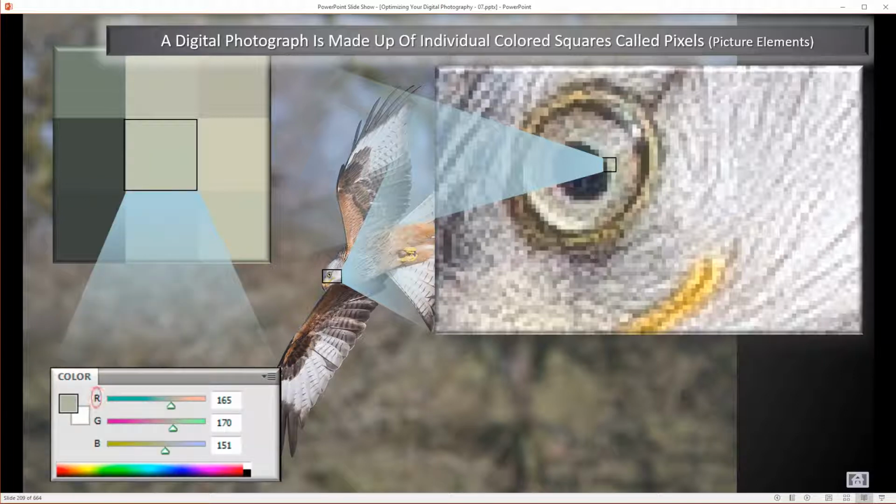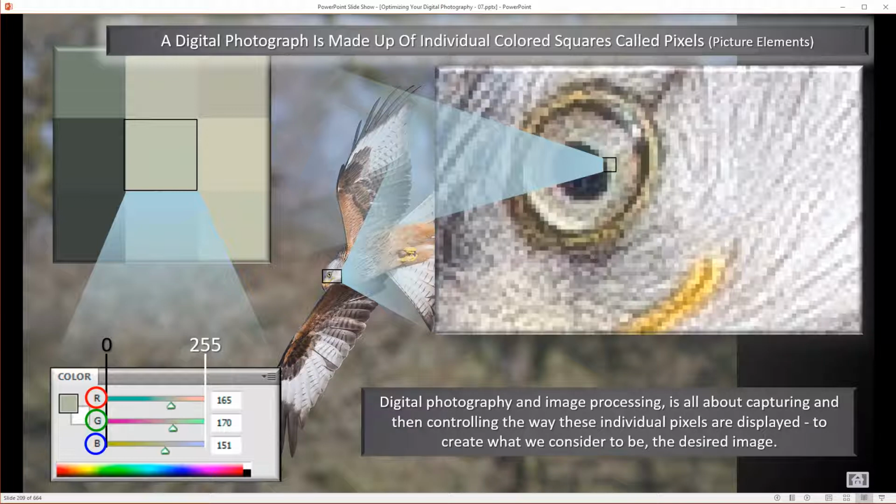And if we look at the central one, we can see that that's actually made up of 3 different colours, red, green and blue. And each of those has its own particular value. Now, if each one of these was exactly the same number, it would be a shade of grey. But because there are different numbers here, it has a slight colour within it, and you can see it's a sort of greeny grey colour. So in digital photography and image processing, it's all about capturing and then controlling the way these individual pixels are displayed to create what we consider to be the desired image, and the histogram helps us in this regard.